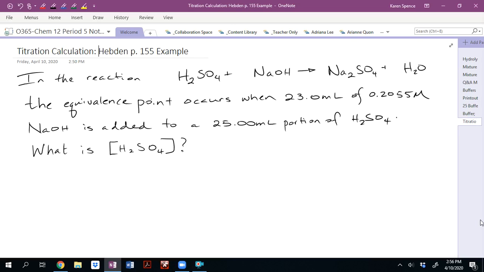Okay, this is an example of a straightforward titration reaction. In the reaction, H2SO4 plus NaOH gives Na2SO4 plus H2O. The equivalence point, remember, that's the point when you have exactly reacted the reactant to the product and there's no excess of either reactant left over. Anyway, the equivalence point occurs when 23.0 milliliters of 0.2055 molar NaOH is added to a 25.00 milliliter portion of H2SO4. What is the concentration of H2SO4?